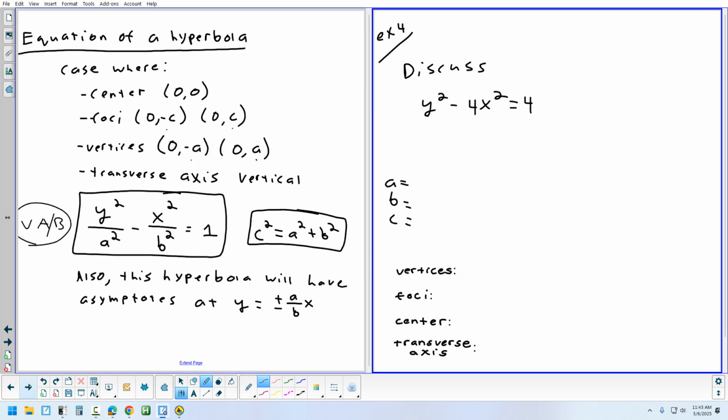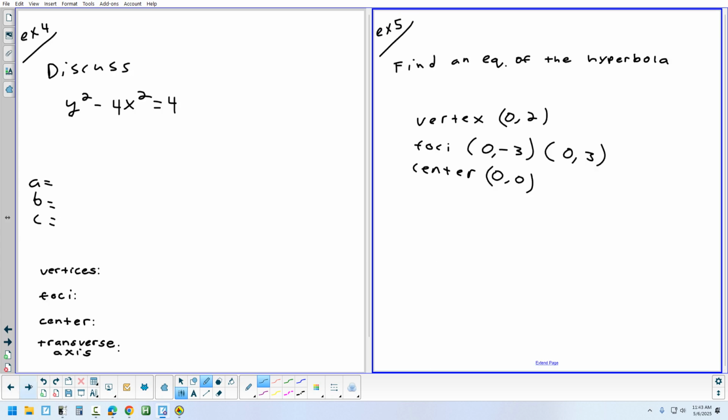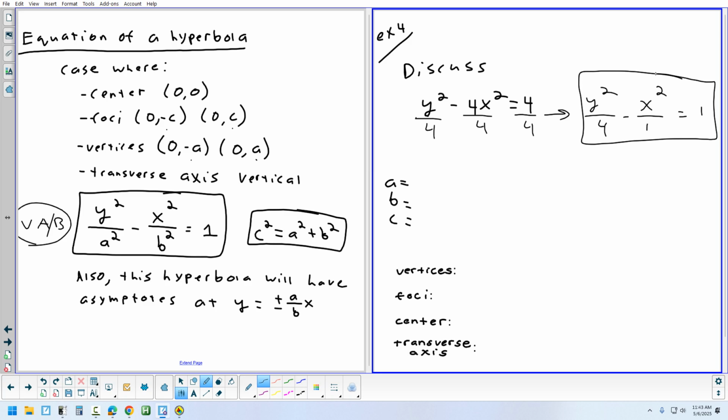All right, let's try this one. We've done a lot of discuss. I want to have another equation. Okay, we do. All right, first thing that I need to do to this one to get it ready to discuss. What's the first thing? Yep. Divide everything by 4. That's going to give me y squared over 4 minus x squared. You still want to leave it as a fraction because you need the denominator. So x squared over 1 equals 1. Okay. So there is your new equation.